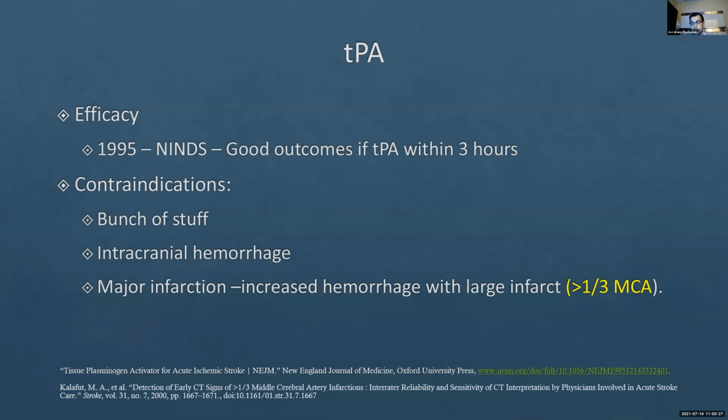And also there's a time pressure. They can only give it within 3 hours or 4.5 hours of symptom onset. That was the original study that was done. They can't give it 7, 10 hours later, potentially. So that's why the time crunch, and why we have to tell them whether there's a bleed or not and whether there's a big stroke or not, okay?